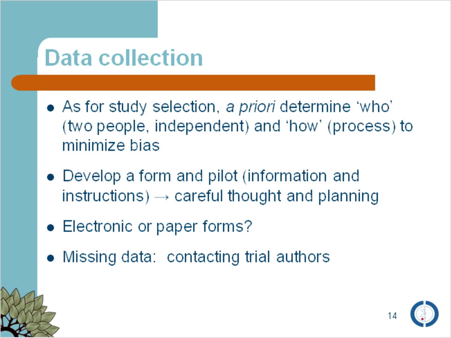we have to determine a priori who is involved in the process and how to be able to minimize bias. And it's thinking through how are you going to handle disagreements, and then sort of going through that process and reporting information in your review. Also, developing a form is important. So, a lot of thought and planning needs to go into this.